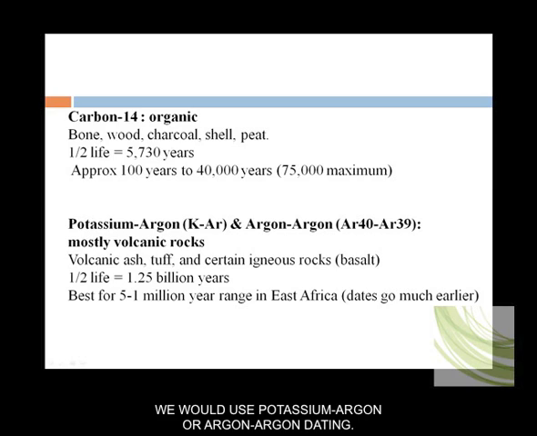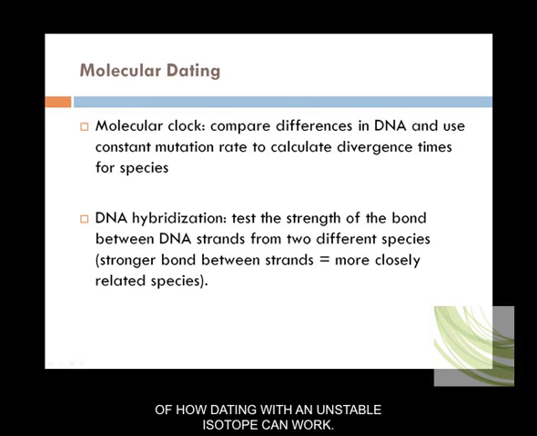But if we want to look at something that's much older, we would use potassium-argon or argon-argon dating. These are going to be in volcanic rocks, so volcanic ash, certain igneous rocks like basalt. Because potassium-argon elements have a half-life of about 1.25 billion years, we can use them to look for anything between 1 and 5 million years ago, although we can find earlier dates in other parts of the world. So these are just two examples of how dating with an unstable isotope can work.